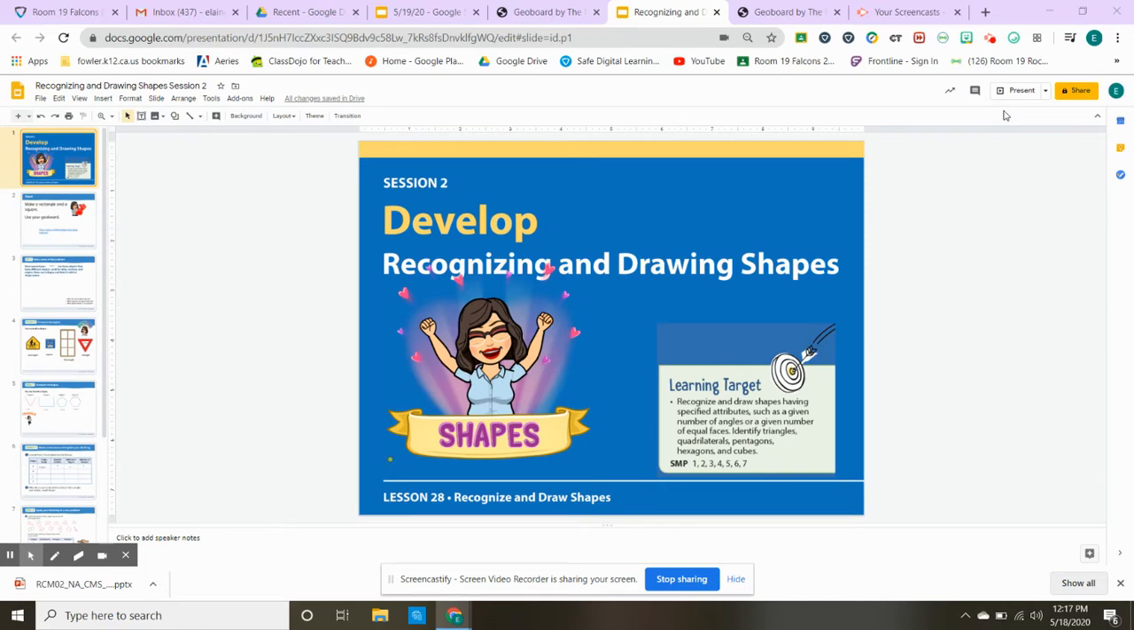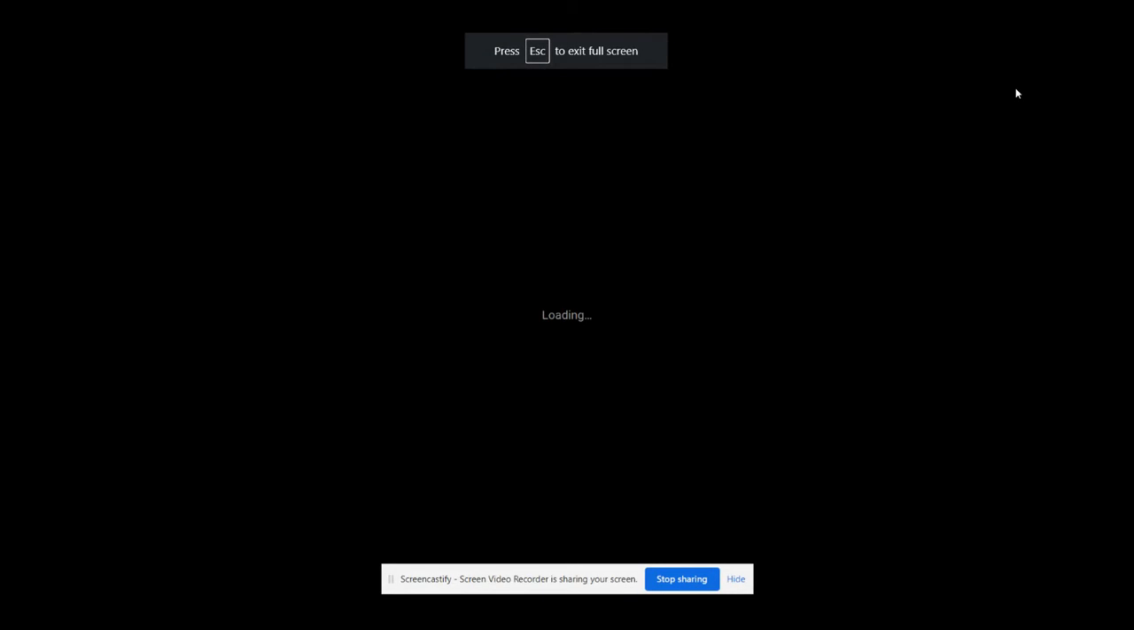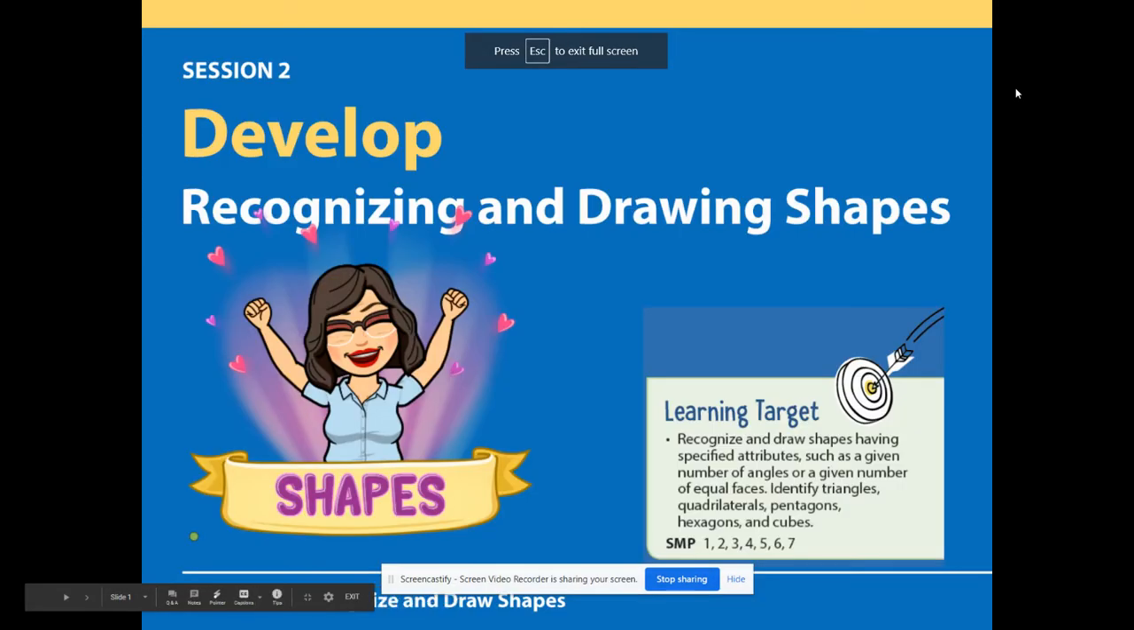Today, we're going to continue with our unit on shapes. We're going to be working on recognizing and drawing shapes. So, I'm going to present this screen for you. We are going to use shapes and we're going to recognize them and we're going to draw them just kind of like we did yesterday.